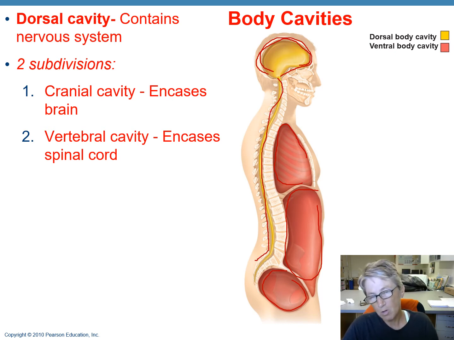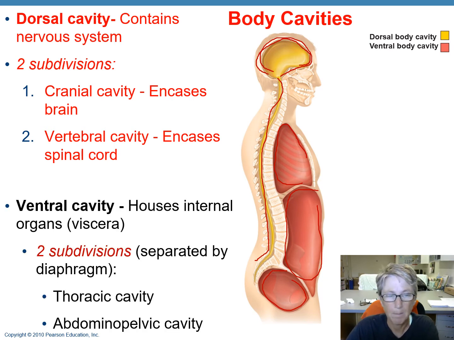Your vertebral cavity is actually formed by your spinal column, which is bone, and then the spinal cord, which is nervous tissue, is inside the spinal column. The ventral cavity then houses your internal organs. Your internal organs are called your viscera. This is really important to remember. Your internal organs are called your viscera.